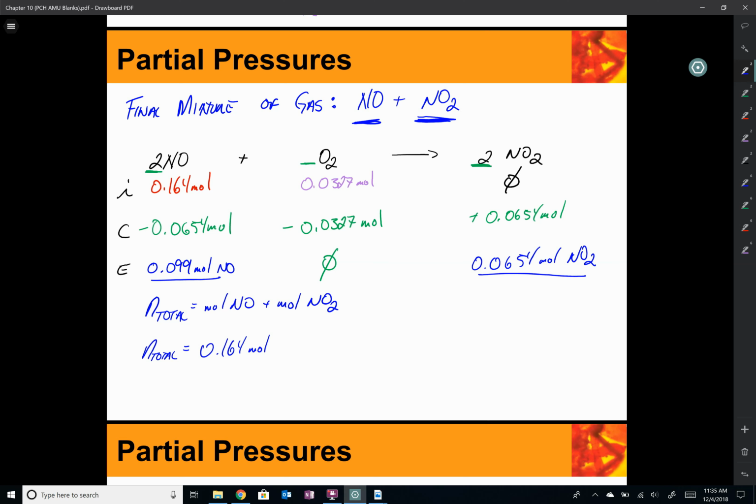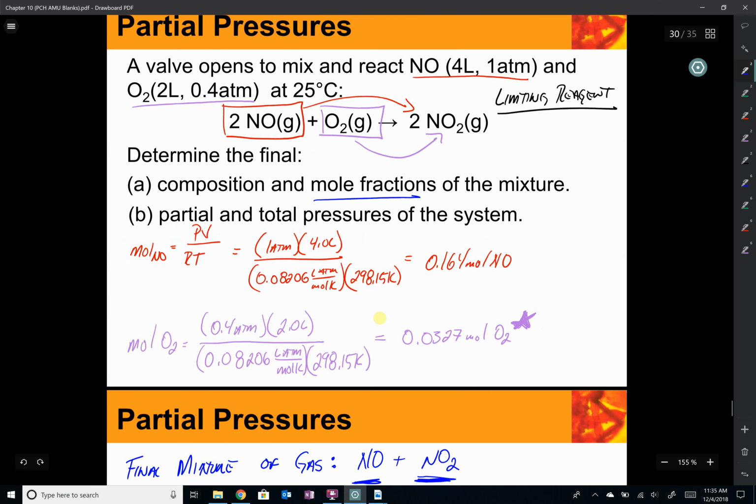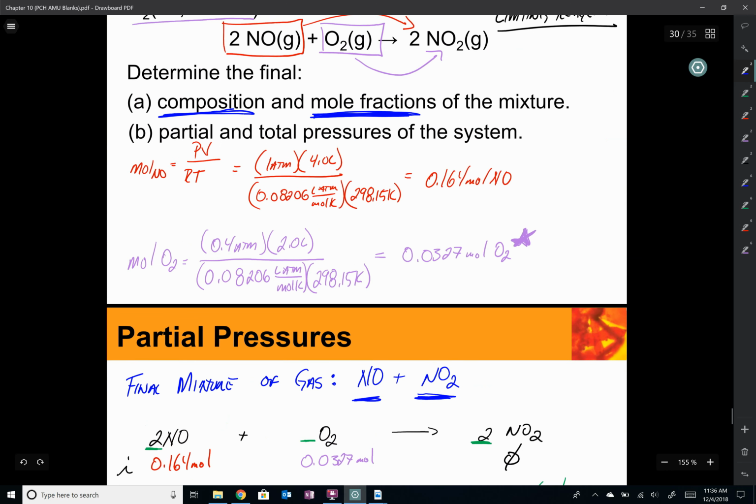Now, what is this going to tell us? Well, let's scroll back up. What are we trying to figure out? The mole fractions, so we're trying to figure out the percentage, so to speak. We took care of the composition, which is what we just finished doing. The composition is that many moles of NO and that many moles of NO2. Now we need to figure out the mole fractions.